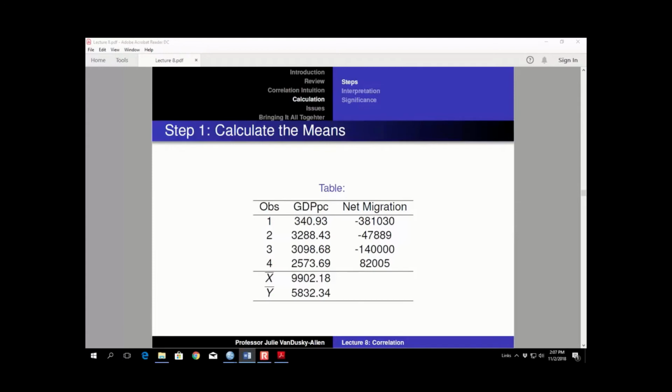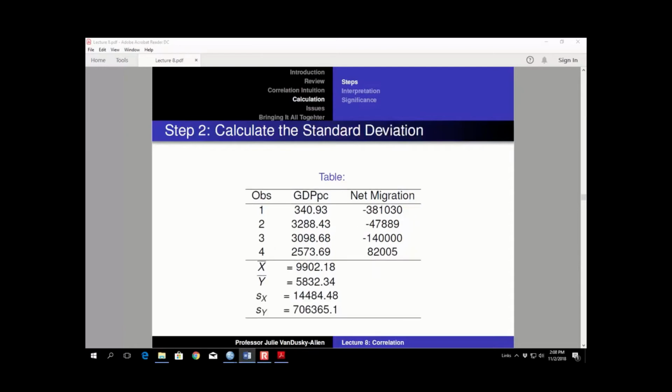The first thing you do is calculate the mean of x and the mean of y. Just as a reminder, as with the rest of the calculations, I did this for all 178 observations. Next, you calculate the standard deviation of x and y. You learned how to do this in Lecture 6.